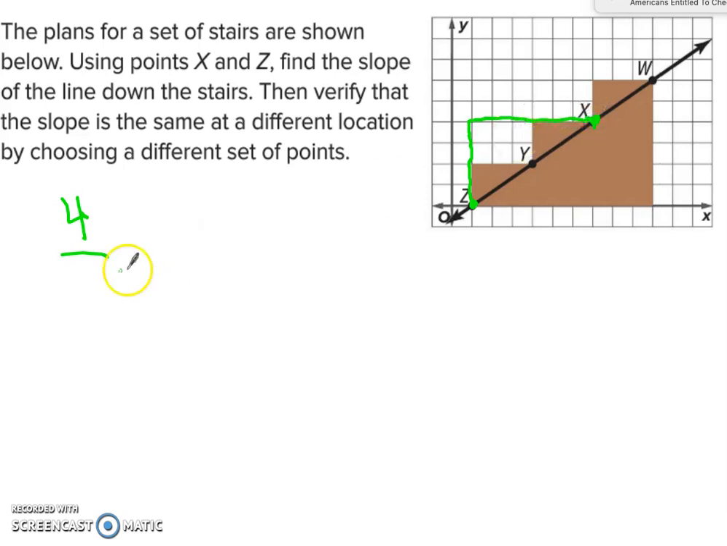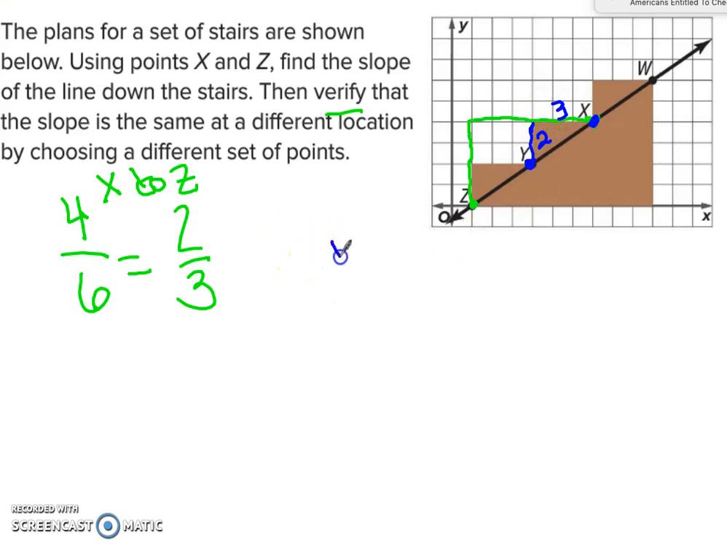1, 2, 3, 4, 5, 6, which reduces down to 2/3. So that's X to Z. And then we want to verify using the slope at the same slope. Verify that the slope is the same at a different location by choosing a different set of points. So we'll use a different color. This is where I would choose one that's really close because that's going to be simplified. So up 2 and over 3. So Y to X is rise 2, run 3.